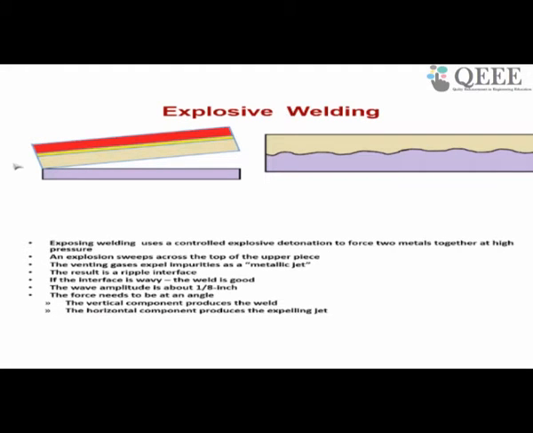Next one is explosive welding. In explosive welding, what they do is they take two materials. Suppose you want to join two materials, these are the two materials, material A and material B. Then they use a rubber pad, something like this.